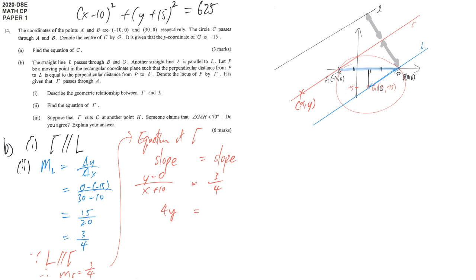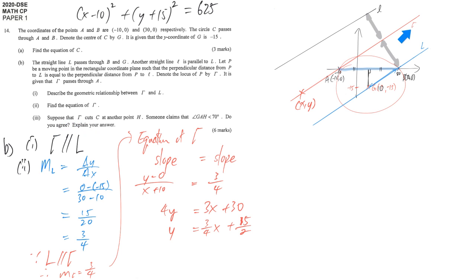So 4y is equal to 3x plus 30. y is equal to 3/4 x plus 30/4, that means 15/2. I prefer slope-intercept form because it gives me the shape of the line very quickly, and also I get the y-intercept point here.